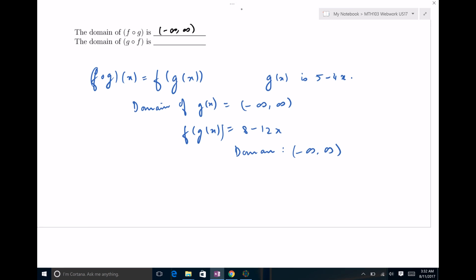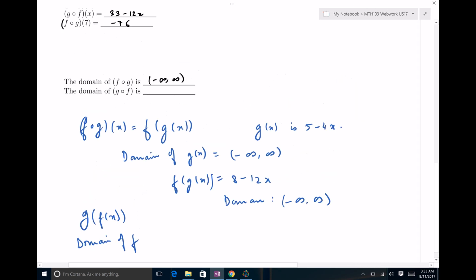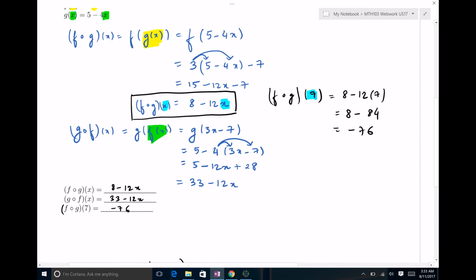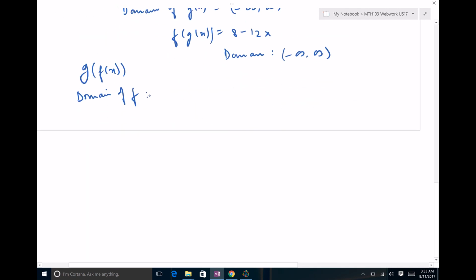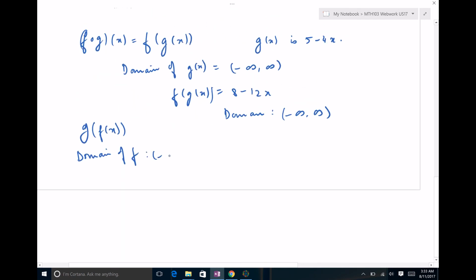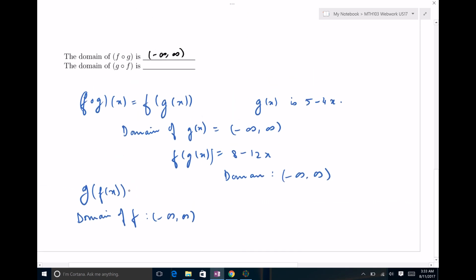What about the domain of g composed with f? Now, in order to do that, for g composed with f of x, we first need to find out what the domain is of f. Now again, f of x, let's go back to the beginning, is 3x minus 7. This is again a linear function, so the domain of f will be everything from negative infinity to infinity. And g composed with f of x was given by 33 minus 12x, which is again a linear function, so the domain includes all the real numbers, everything from negative infinity to infinity.